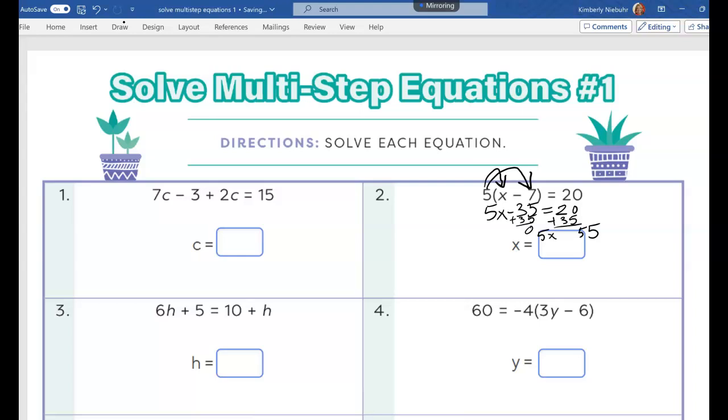And what is the opposite of multiplication? Division. We're going to divide by 5. 5 divided by 5 is 1x. And what we do to one side of the equal sign, we do to the other. 55 divided by 5.